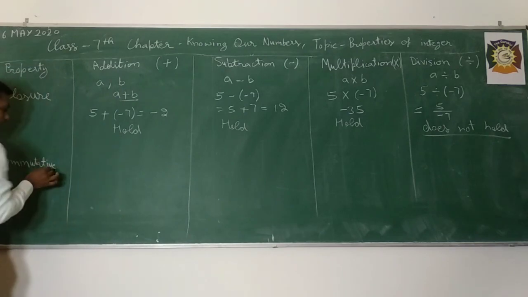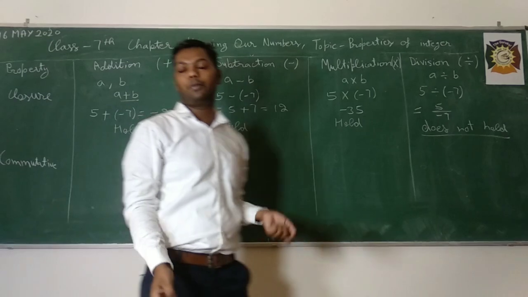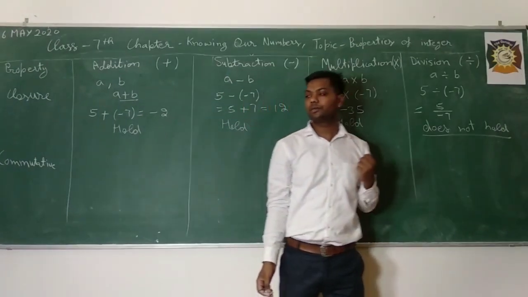The next property is commutative. In the commutative property, we have to take two integers.